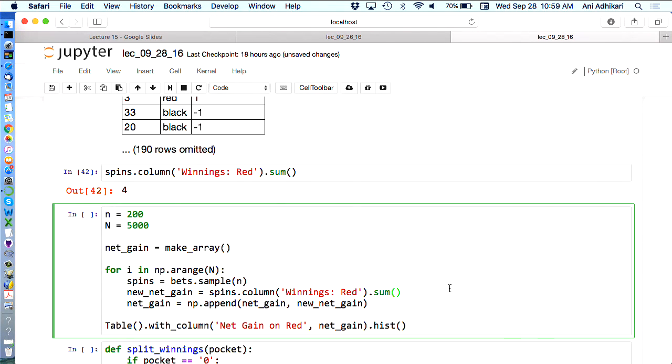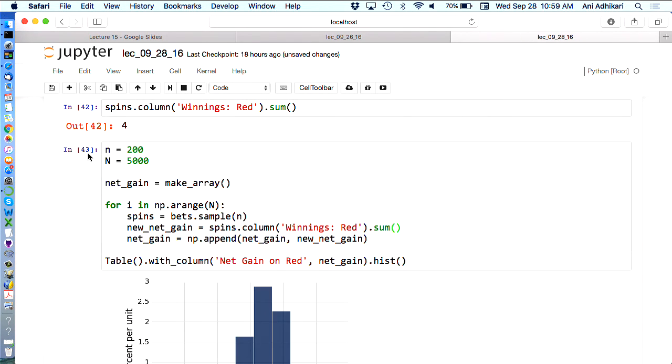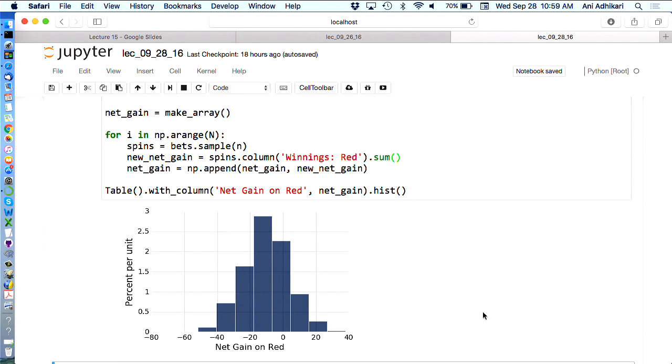Okay. So it's chugging. It's chugging. And here we go. I would like you, all histograms, I would like you to look at the horizontal axis first. What number are you looking for? 0. 0 is where you break even. Is that in the center of the histogram?